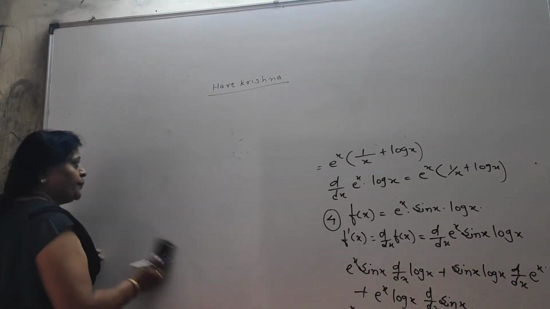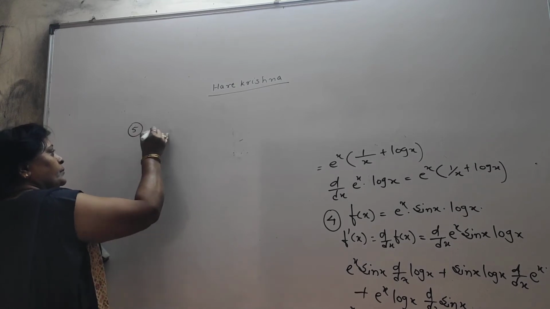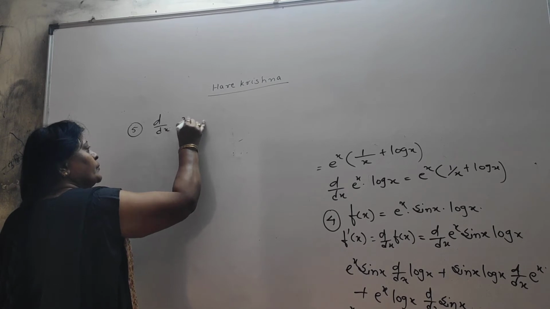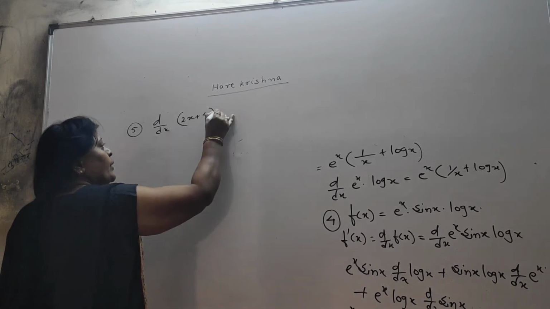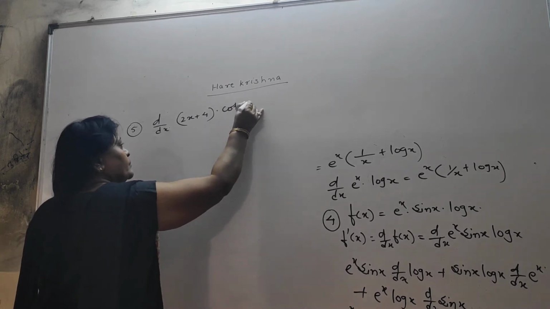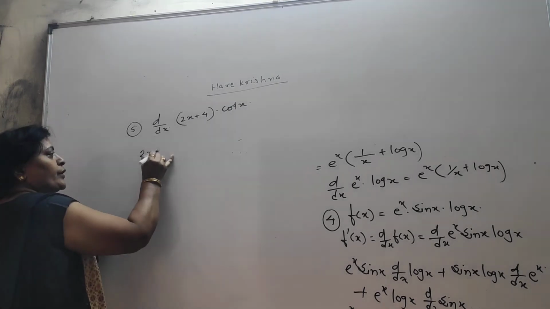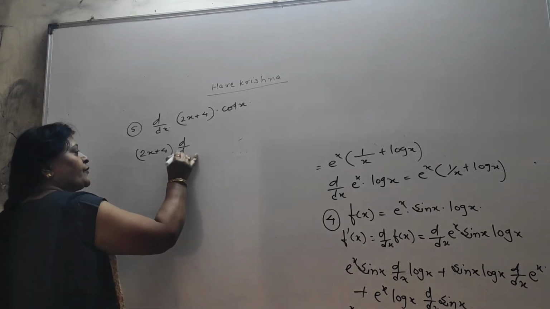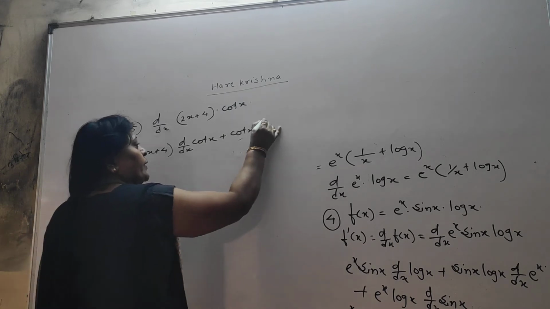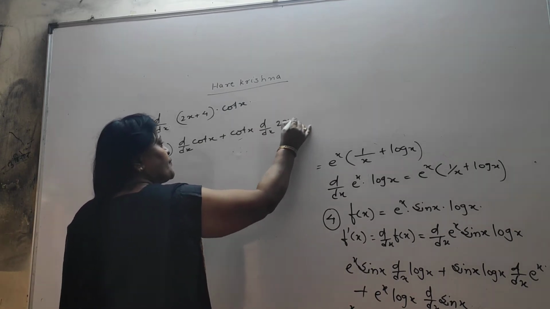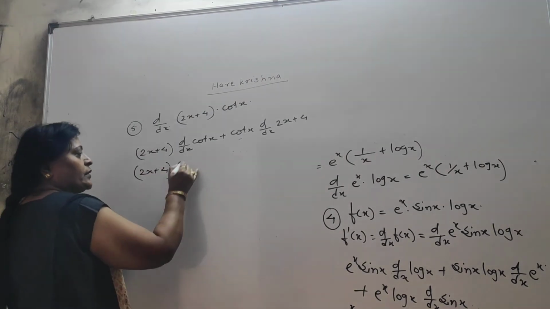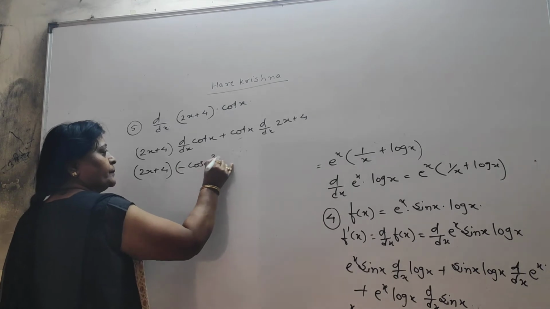See the fifth example. d/dx of (2x plus 4) into cot x. Again 2x plus 4 remain as it is, d/dx of cot x, plus cot x remain as it is, d/dx of 2x plus 4. 2x plus 4 remain as it is, the derivative of cot x, that is minus cosec square x.